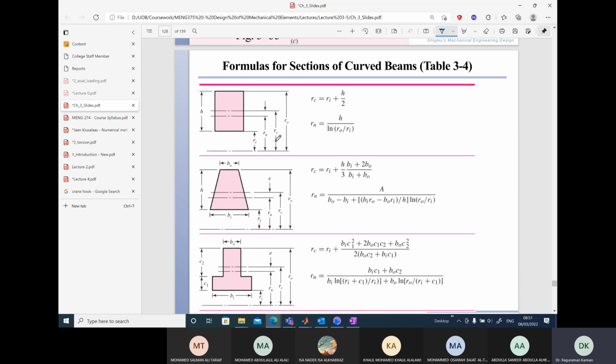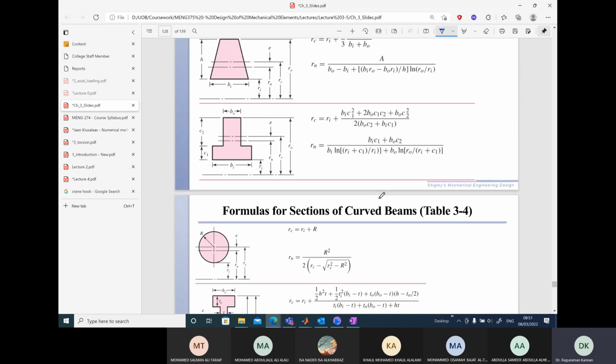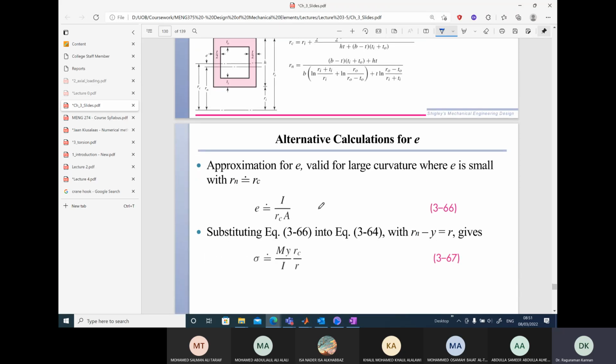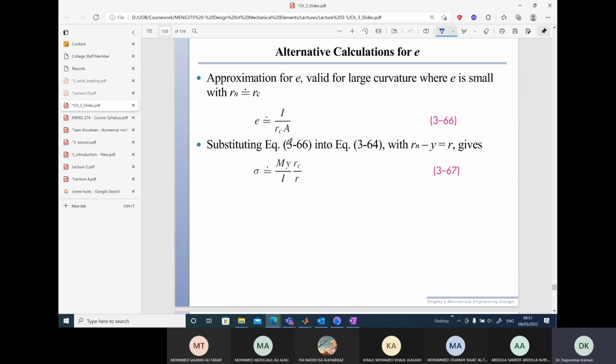For various cross-sectional geometries, again, you are given what the Rn and Rc values are, etc. You can go through that. Rc is the centroidal axis. Again, a formula for eccentricity is directly given.